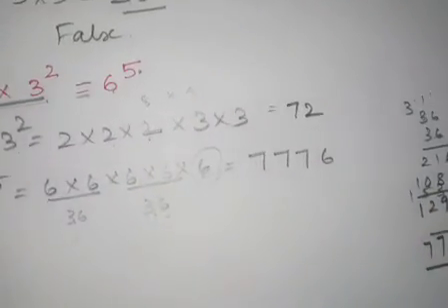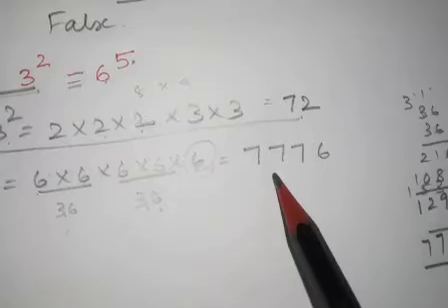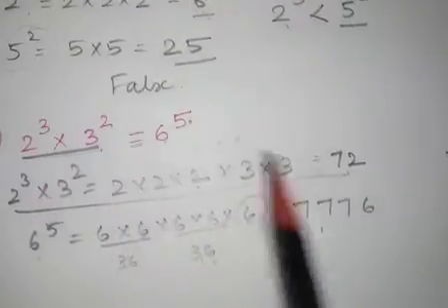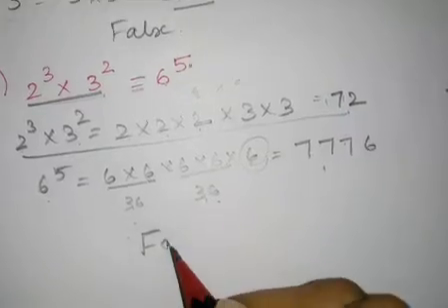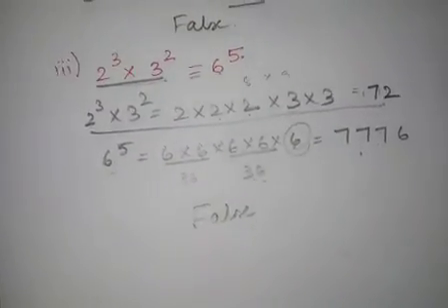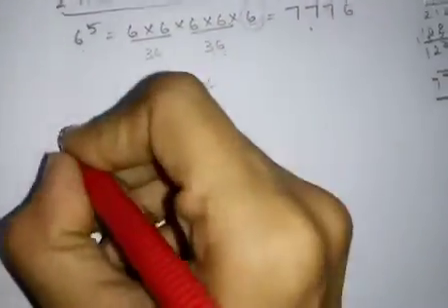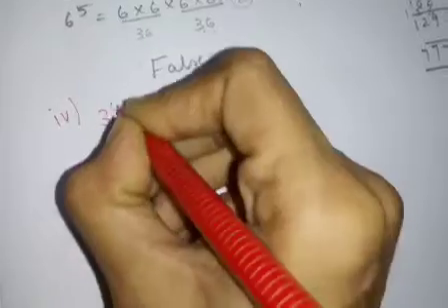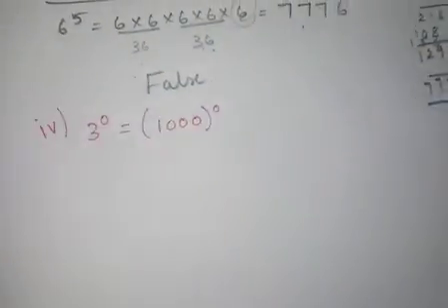7776. So what is this answer, children? 72. What is this answer? 7776. So both are not equal. So the given statement is false. Okay, we have proved that the given statement is what? False. Next, fourth question. 3 power 0 is equal to 1000 power 0.